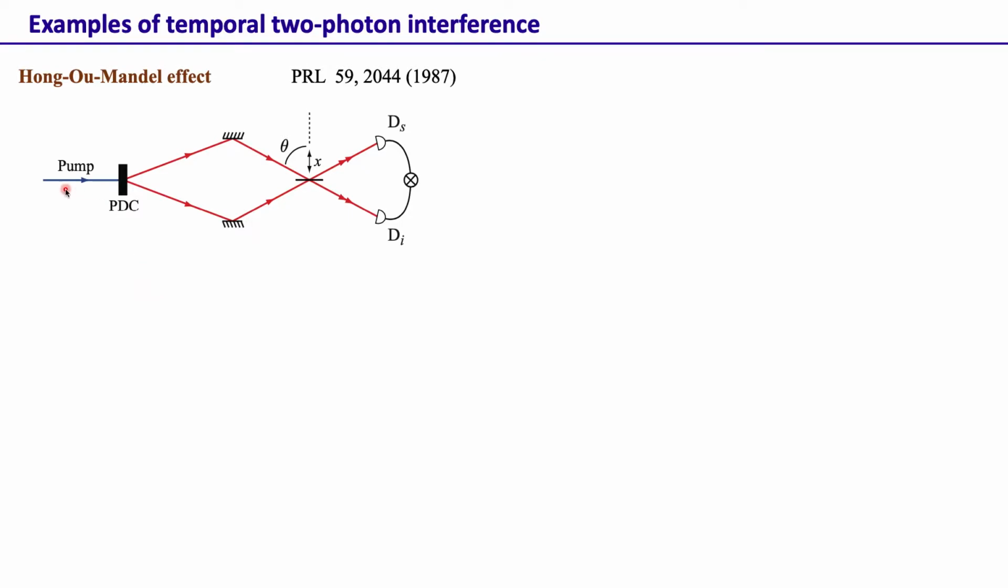In this one, a pump photon gives down conversion, and these two photons are then mixed at a beam splitter. Of course, after falling onto the beam splitter, this photon can go this way or that way. Now, if we observe coincidence, the coincidence can happen in two different alternative ways.